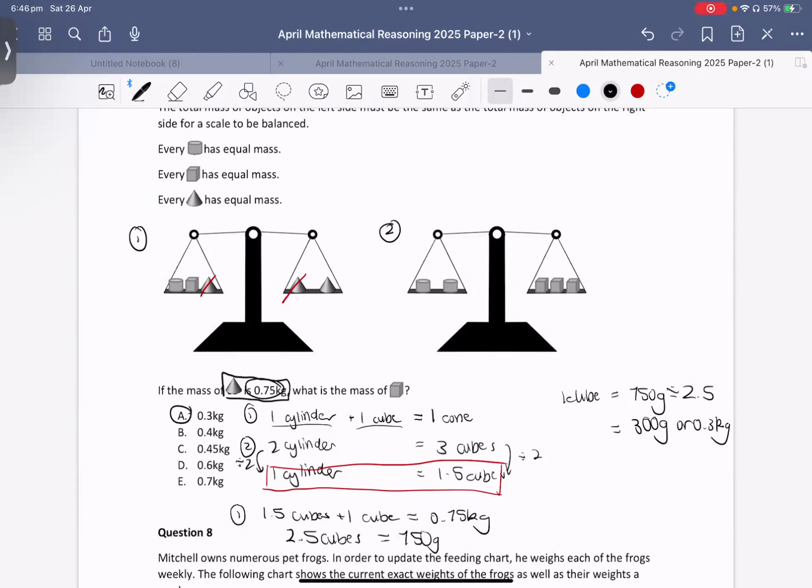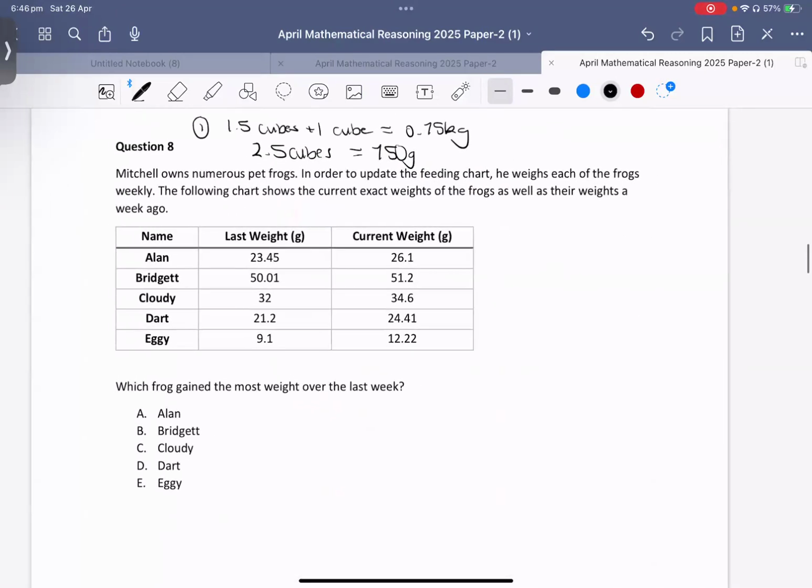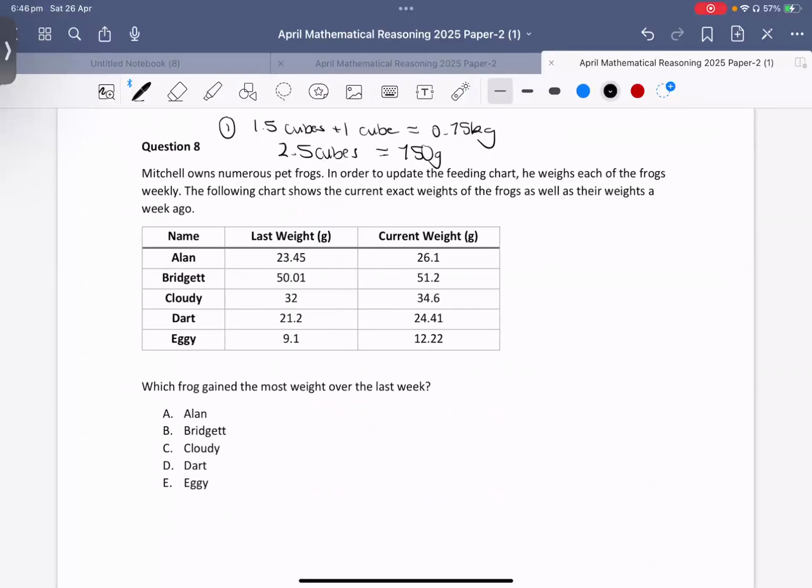Okay, question 8. Mitchell owns numerous pet frogs. In order to update the feeding chart, he weighs each of the frogs weekly. The following chart shows the current weight of the frogs as well as their weights 1 week ago. Which frog gained the most weight over the last week? So for this question, we're looking for which frog has the largest difference between their last weight and their current weight. So let's have a look at which sillier option we can eliminate first.